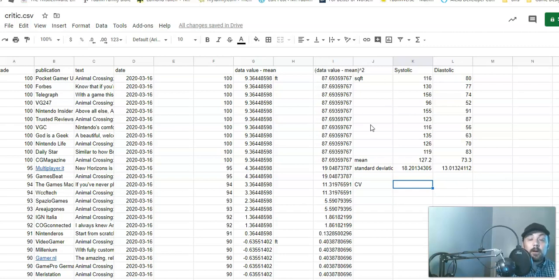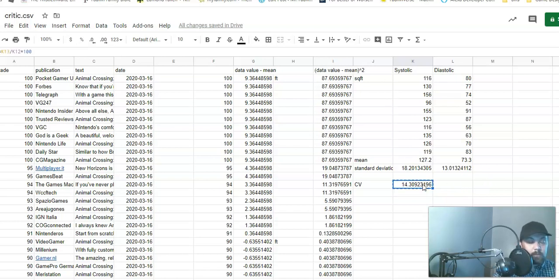To know for sure where we have the greatest amount of variation, we look at the CV, the coefficient of variation. And so we'll find that by taking the standard deviation, so this number here, divided by the mean. And then, I think I can do this, times 100 to make it a percent. So we get 14.3% for the systolic coefficient of variation.